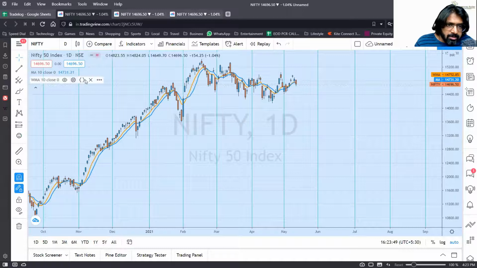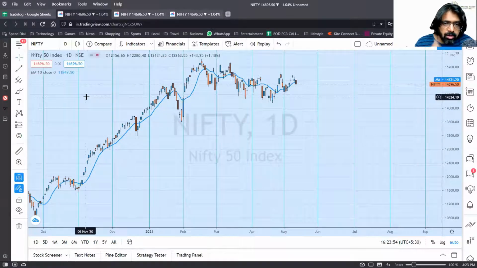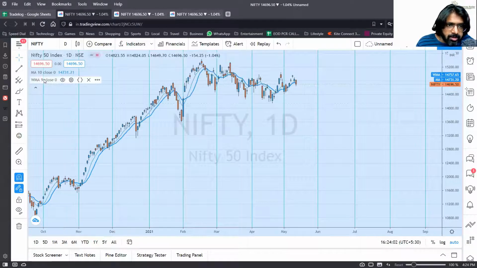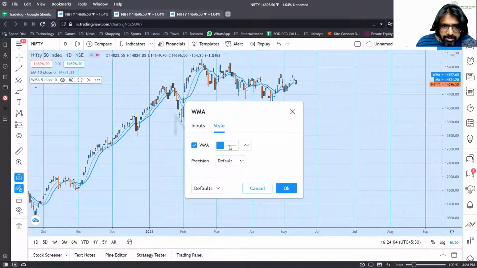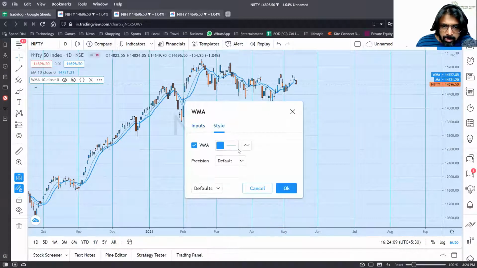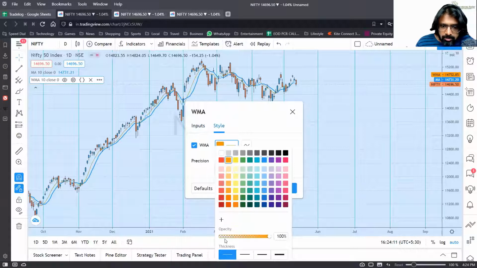Now let's see this weighted average on the chart. Here you can see this chart. I can just go to indicators and add a weighted average here. Moving average weighted. I can change the settings. I can make it a 10 period weighted average, and I'll make it orange in color.